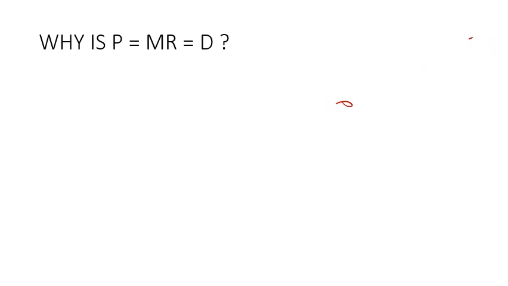I'll erase this, and I will graphically represent. Okay, so I'm going to be doing two things. I have to prove to you that P is equal to MR, and then I have to prove to you that when P is equal to MR, it is also equal to D, the demand line or curve.